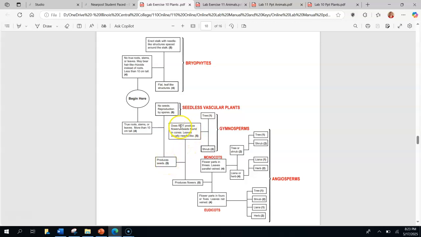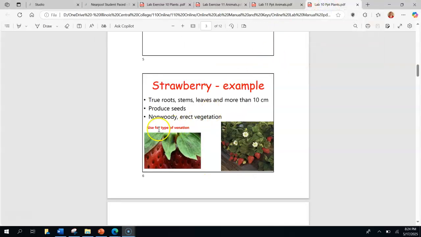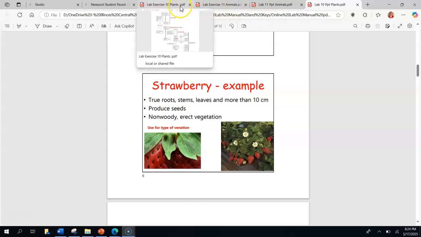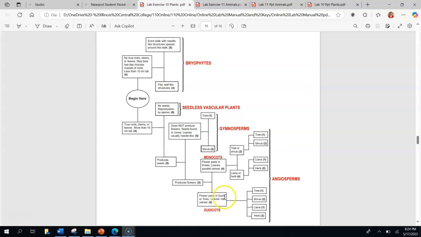Then our next choices are do not produce flowers, leaves usually needle-like, or produce flowers. Well, strawberry plants produce flowers, so we're going to pick another 5. So we've got 4, 5, 5, and then you're going to decide, are they a monocot or a dicot? So you're going to look for their leaf. Are they net veined or are they parallel veined? Let's go back to that PowerPoint slide, and it says use for type of venation, and it looks like they are net veined. So let's go back to our options.